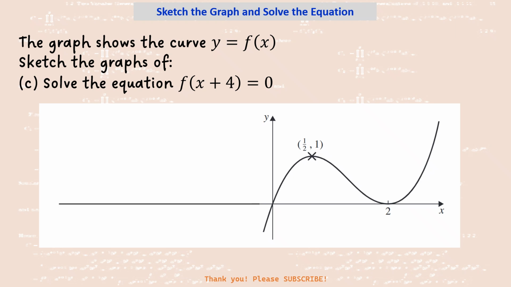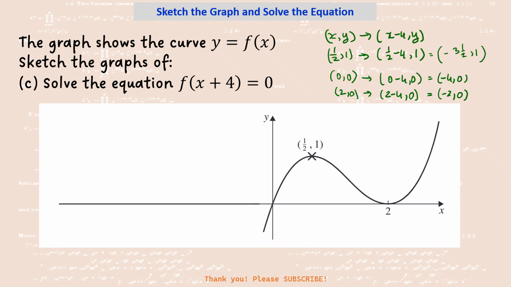And then for part C, f(x) plus 4 is 0. You actually have to draw to get the solution, or else you can also do it, but I thought of actually working it out by drawing it. So x plus 4 means the translation is going to be, if it was (x, y), any point on the graph would be translated to (x minus 4, y). So (1/2, 1) would become (minus 3.5, 1), because half minus 4 is minus 3.5. I'm not writing decimals because they haven't. Then (0, 0).